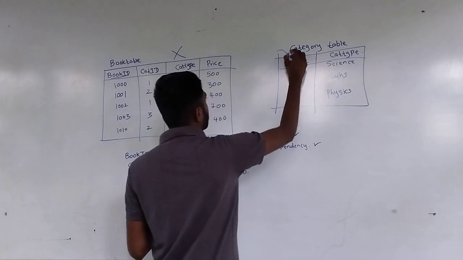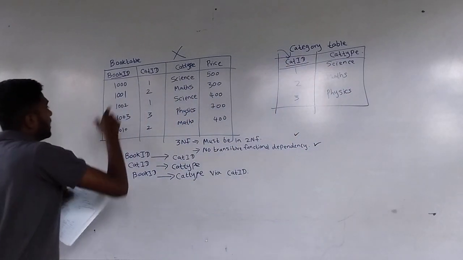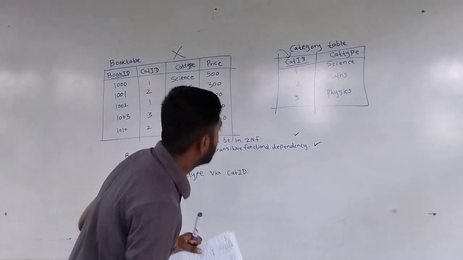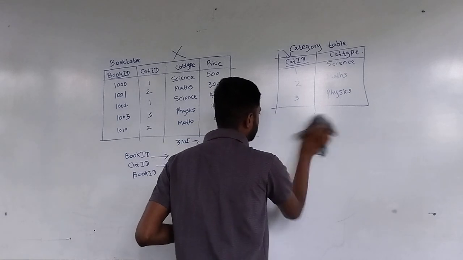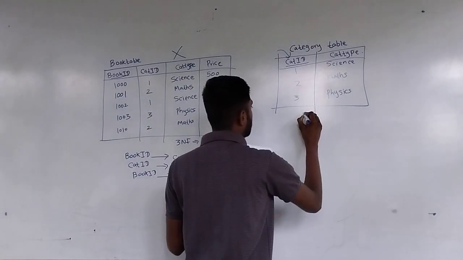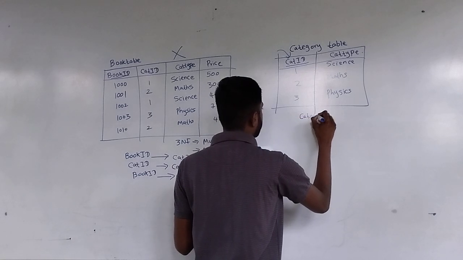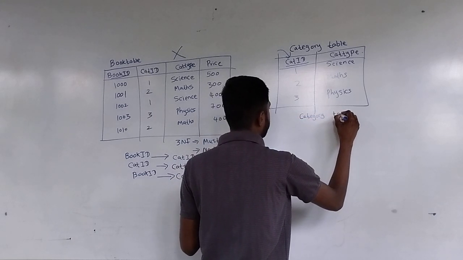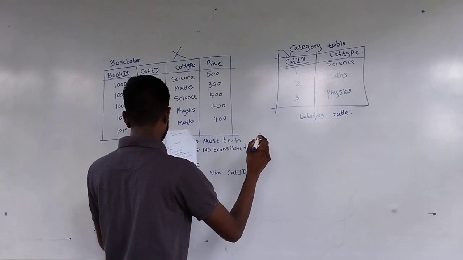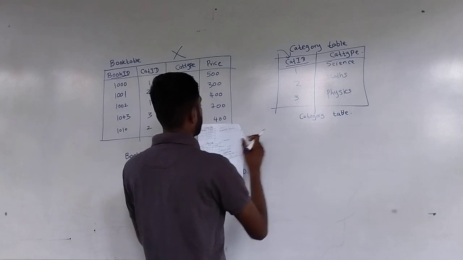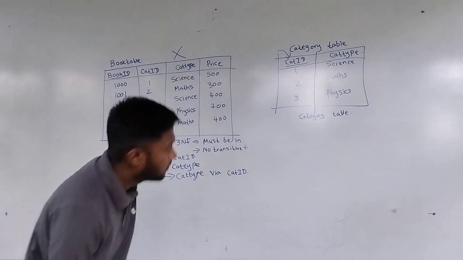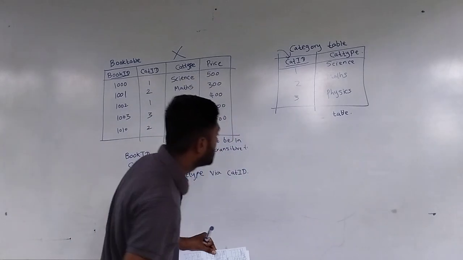So the primary key is the cat ID, and in another table we need to have the book ID and price, but also we need to establish the foreign key as well, right? So the other table is going to be the book table, because we have the category table already above.